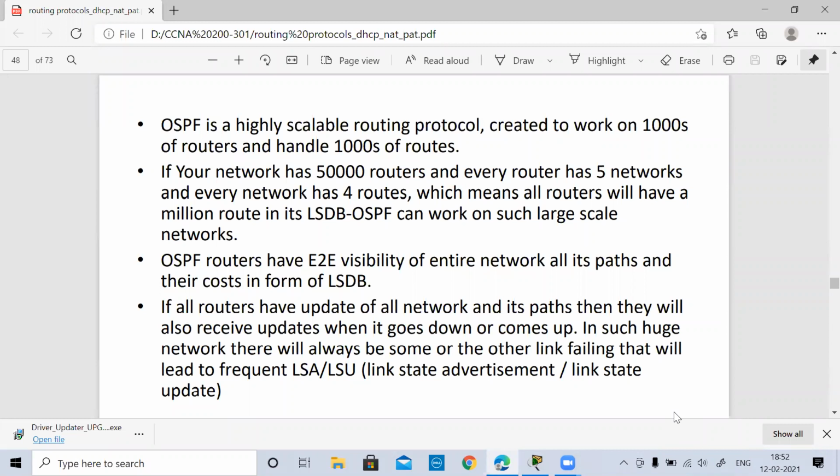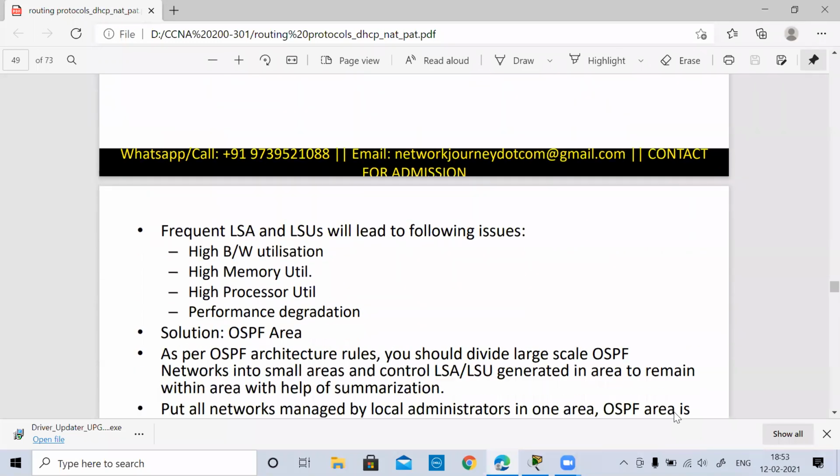Okay, in this scenario, every router in the network will share its table with every other router. So this is going to lead to frequent link state advertisements and link state updates, and this is actually not desirable. The drawbacks are these: frequent link state advertisements or updates are going to lead to high bandwidth utilization, memory utilization, processor utilization, and performance degradation.